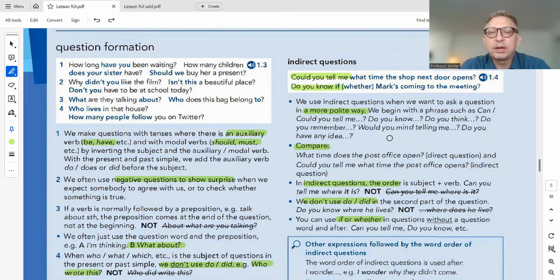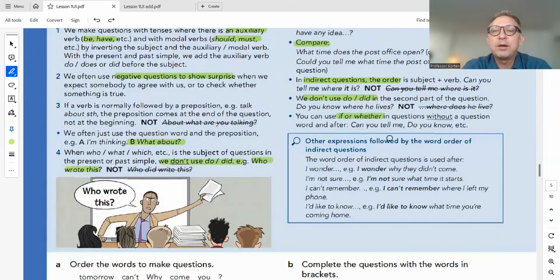All right, we have indirect questions. The word order we've already talked about. Now, other expressions followed by the word order of indirect questions. I wonder why they didn't come. You would say, why didn't they come? That's a standard question, but I wonder why they didn't come. I'm not sure what time it starts. I can't remember where I left my bag or my phone.